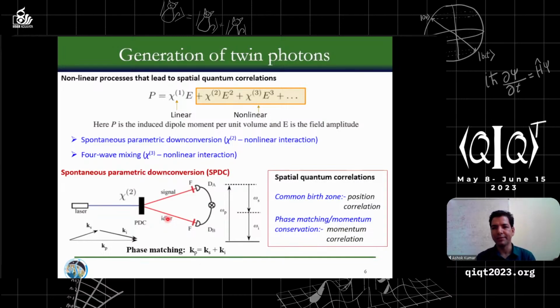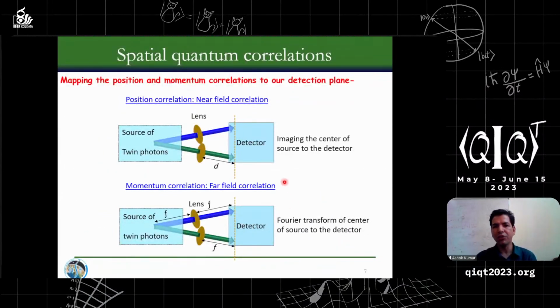But now, being an experimentalist, I want to check that in the lab. How do we check these position and momentum correlations? For that, you can use a simple optical system. To look at the position correlation, you can use an imaging system that images the birth zone of the photons to your detection plane. As I said, the position correlation is because of the common birth zone, so effectively you are imaging the birth zone to your detection plane and looking at the position correlations.